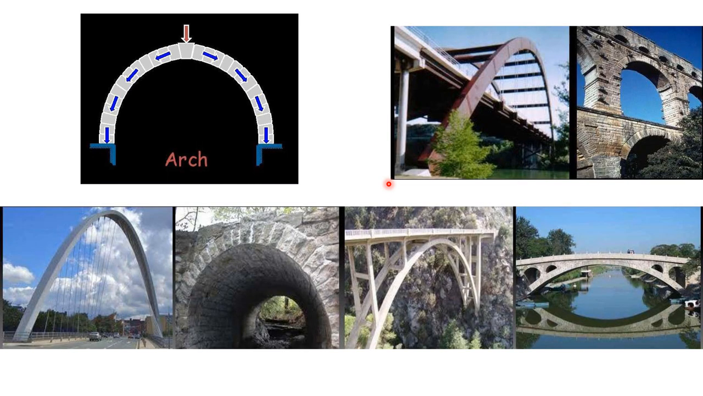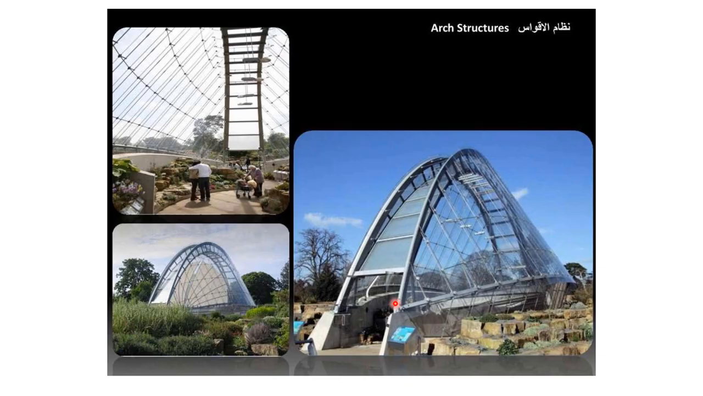Here are examples. This is an old architecture. You can see tunnels. Even in the new era, we can also provide them in the present time, because the beauty of the function is that they take most of the load in the compression sense, and negligible in the tension sense. Again, there are arch structures. You can also see there are cables, but the main element is the arch.